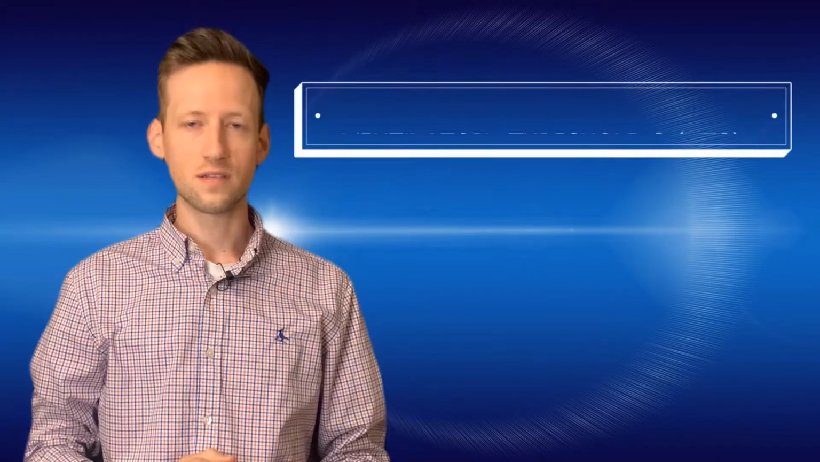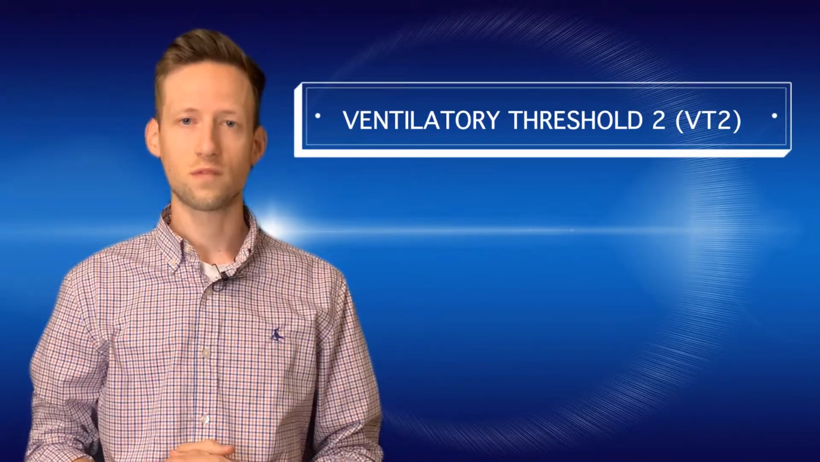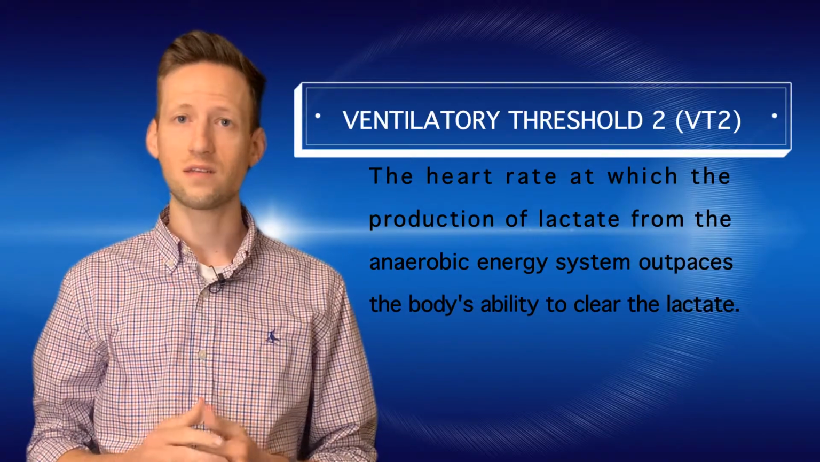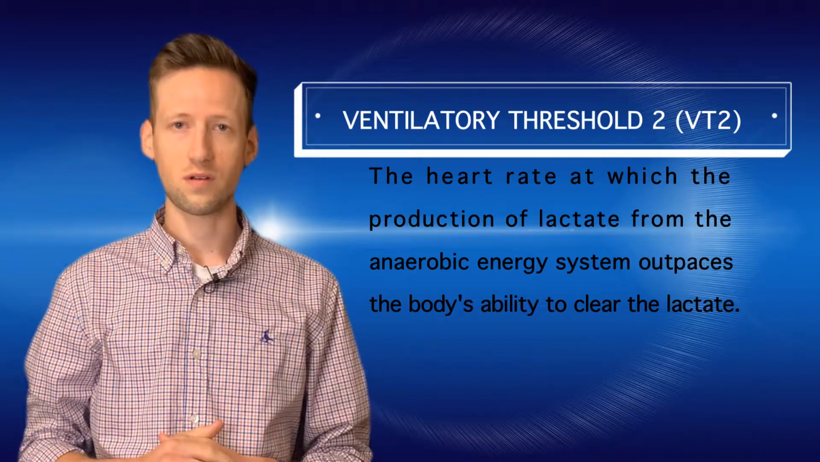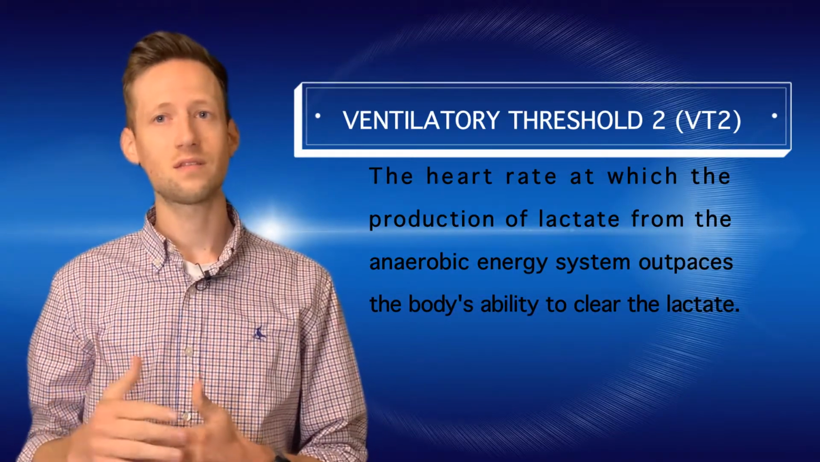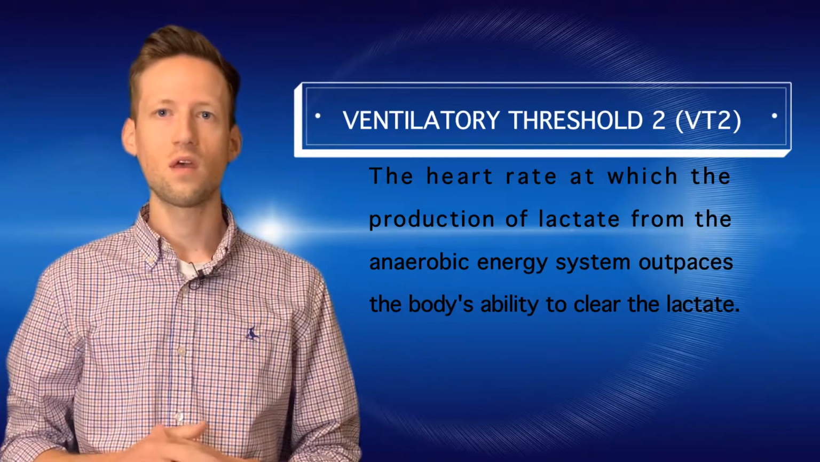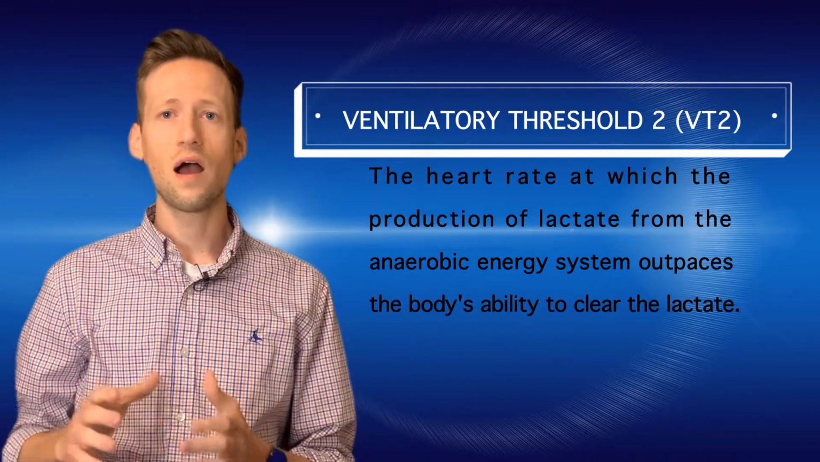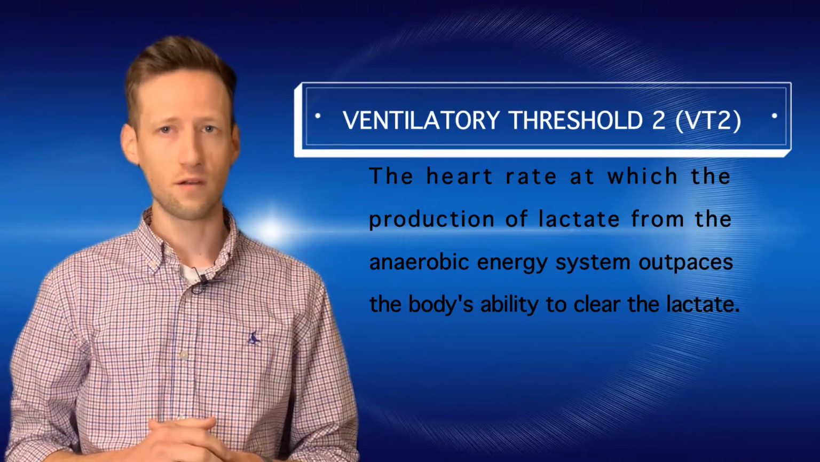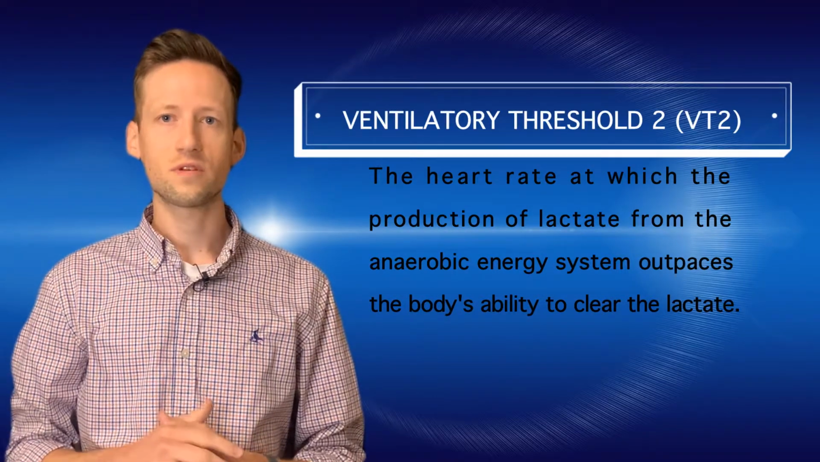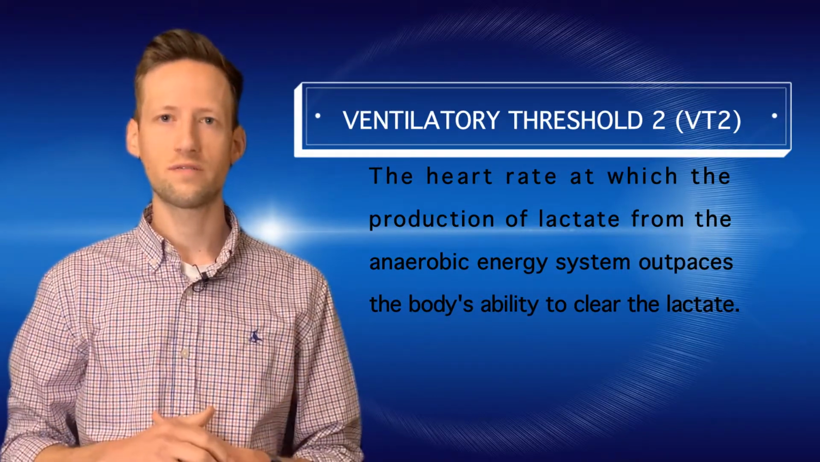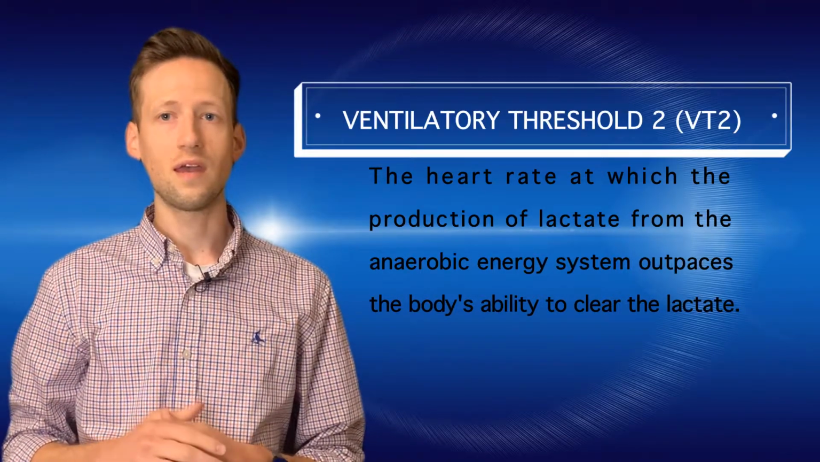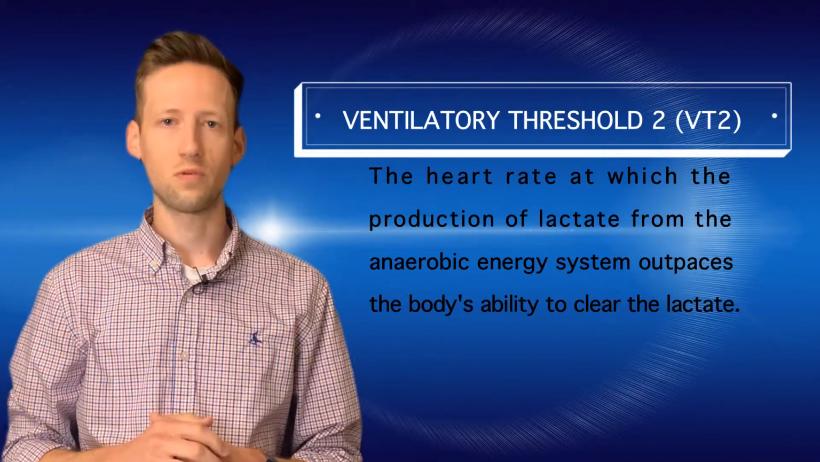The second value listed is Ventilatory Threshold 2, or VT2. This value is the heart rate at which the production of lactate from the anaerobic, again meaning without oxygen, energy system outpaces the body's ability to clear the lactate. This point may also be called the anaerobic threshold. There is a shift to a higher percentage of energy coming from the anaerobic energy system here. When this threshold has been crossed, there is a rapid accumulation of lactate in the body, and this process leads to a peak in exercise intensity quickly and acts as a kind of high-end limit that cannot be pushed beyond.